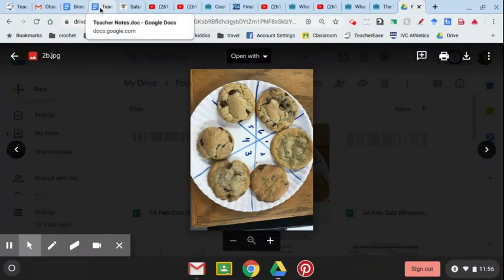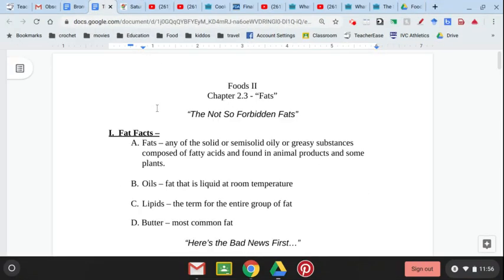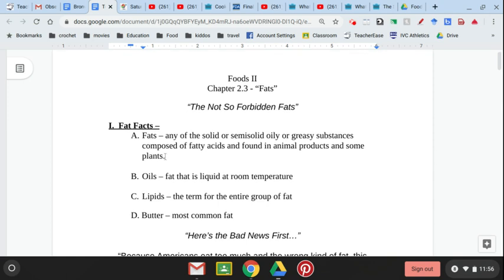Okay, today we're going to talk about our fat chapter, kind of review some of the stuff we talked about in class. Okay, first of all, while we talk a lot about fats being a negative part of our diet, remember they are very important in our diet, but also this chapter we're really focusing on the purpose of using fats in your cooking. Okay, so here we have the definition of fats: any of the solid or semi-solid, oily or greasy substances composed of fatty acids and found in animal products and some plants.